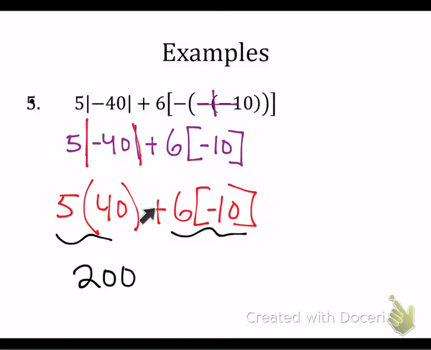And then we can write this in two ways. We can do plus, and then I know this is going to be a -60, so you could write plus -60 if you want. I'm actually just going to change it to a -60 just to save myself the trouble. All right, and then my next step is going to be 200 minus 60, so that'll be 140.